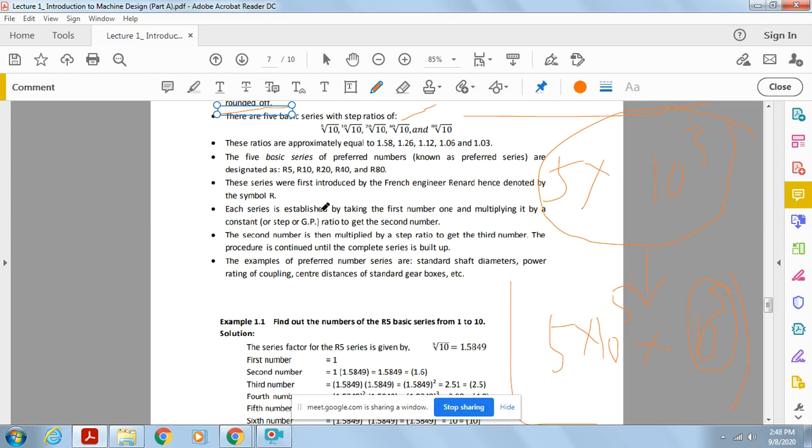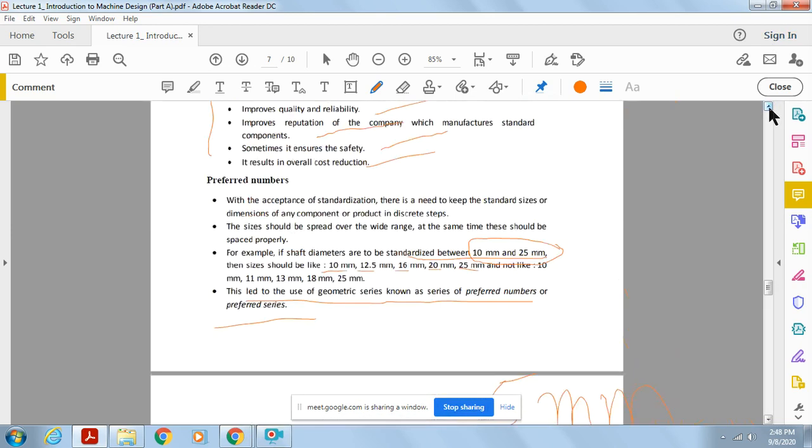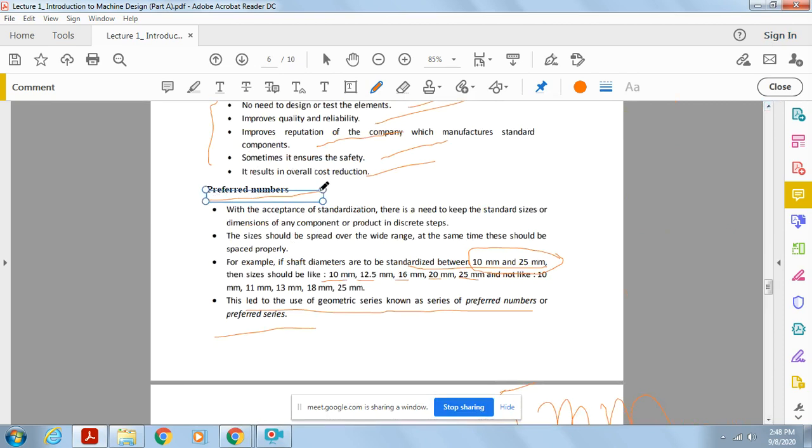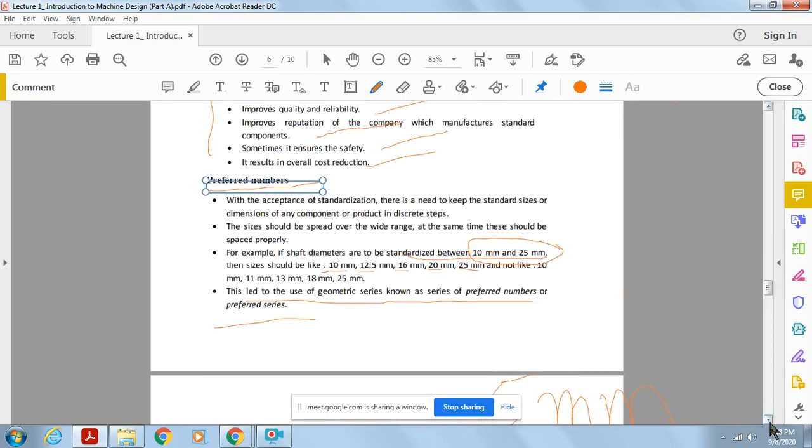Now if the stepping ratio is provided as 10 to the power 1 by 10, what will happen? The second digit will be the first digit into 10 to the power 1 by 10, and the third digit will be the second digit into 10 to the power 1 by 10, and the fourth digit will be the third digit into 10 to the power 1 by 10, like this. This is called the geometric progression, and as per this geometric progression, the particular method followed is called the preferred number. So the preferred number is absolutely based on the concept of geometric progression.